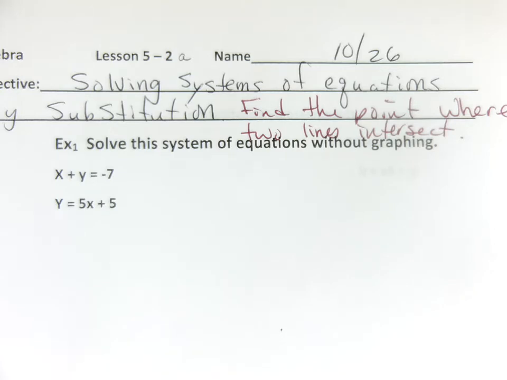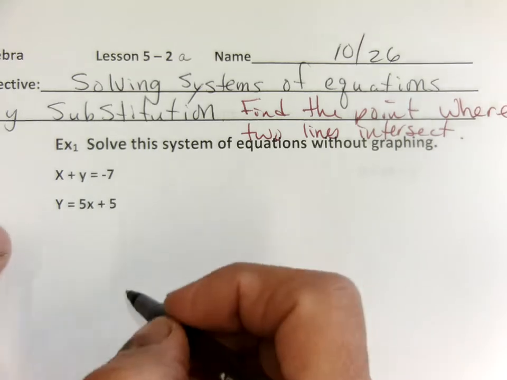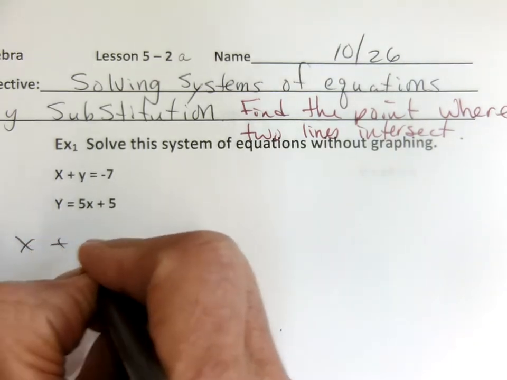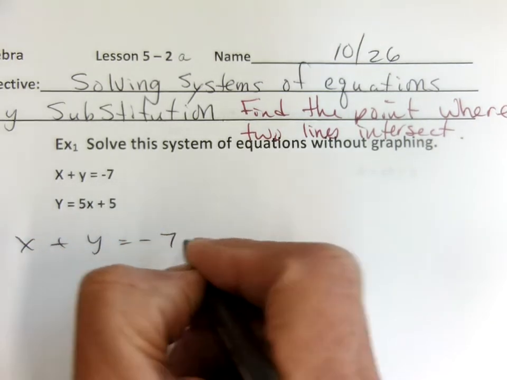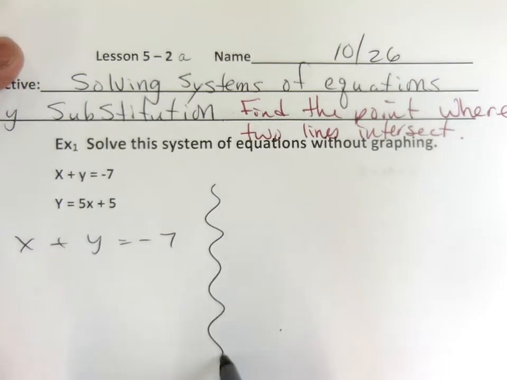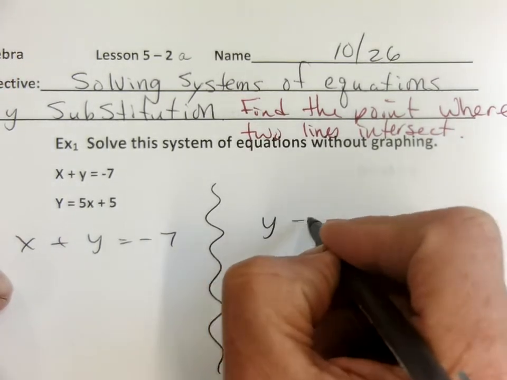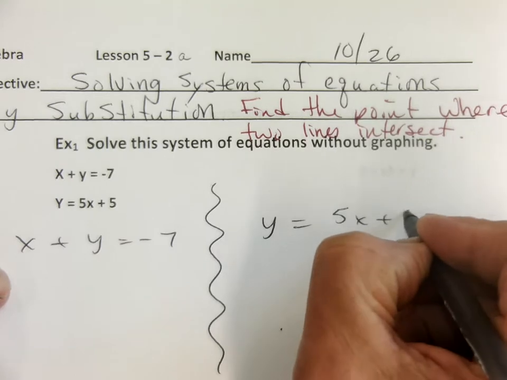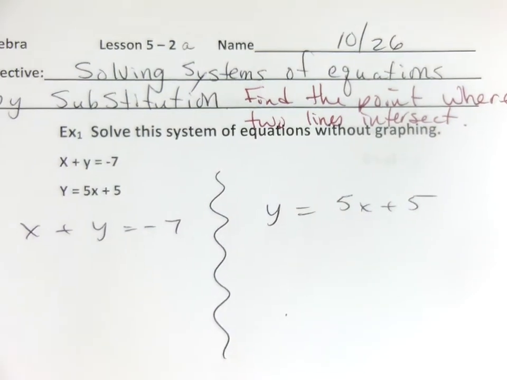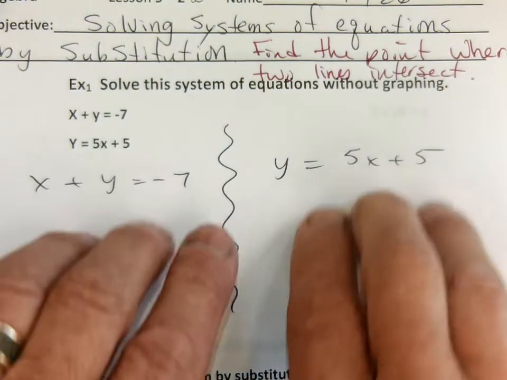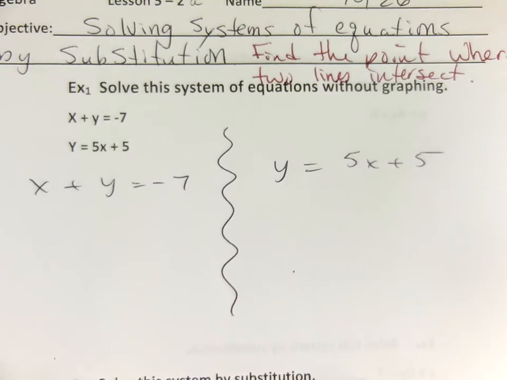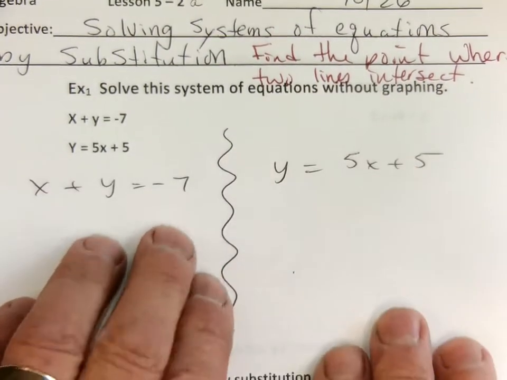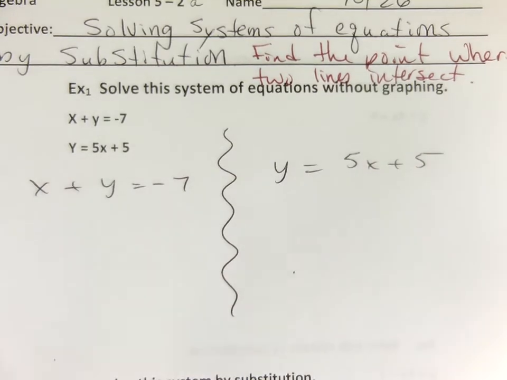So, by substitution. Here's what I want you to do. First of all, write these side by side. So the first thing, rewrite them. x plus y equals -7. And I like to do a little squiggly. y equals 5x plus 5. And I do this so that I have room to work. I put them side by side because I have two equations.